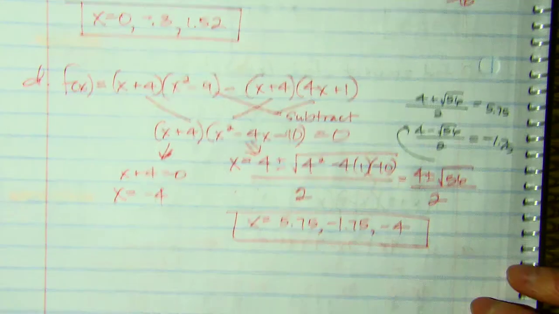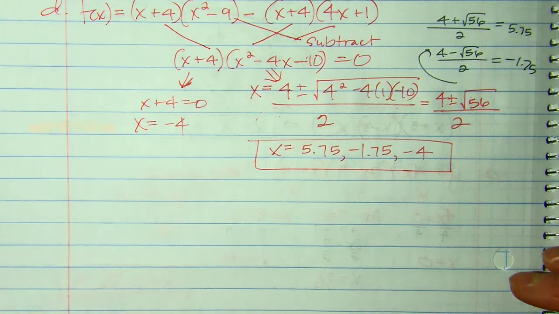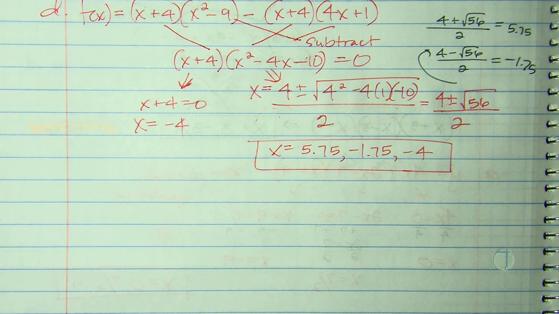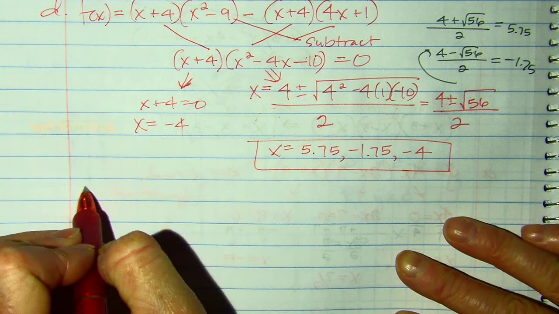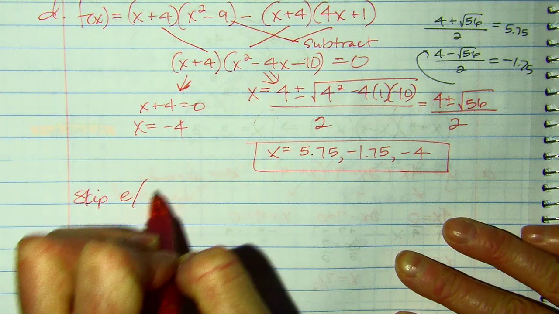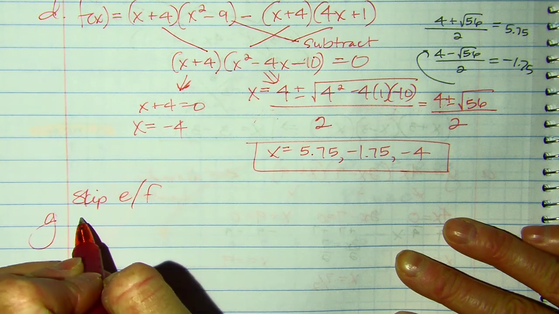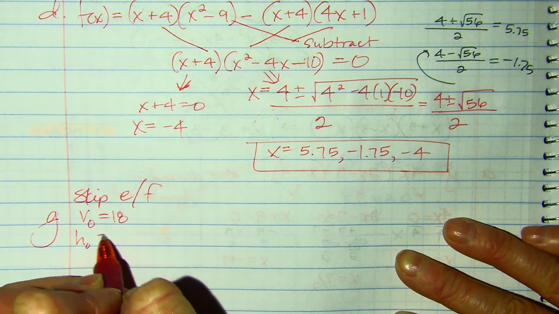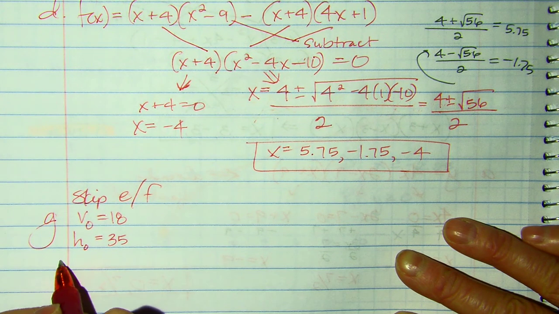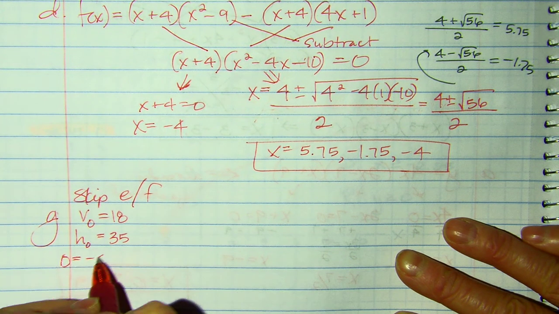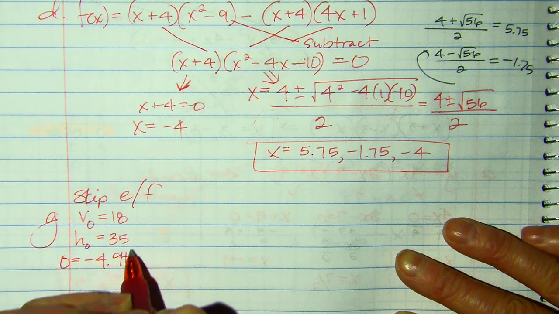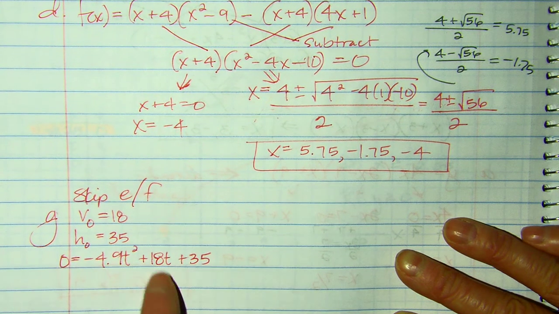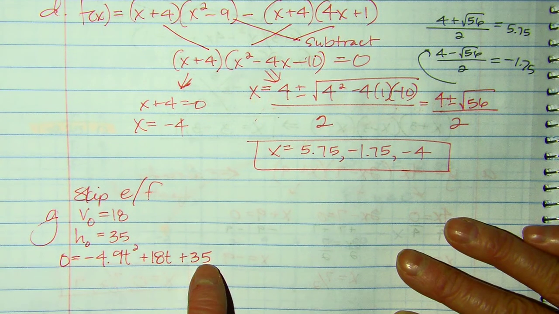All right. We're going to skip E and F, and we're going to move on to G. So in G, they've told us velocity is 18. The original height is 35. So I've got 0 equals, they gave me a formula, negative 4.9 t squared plus 18t plus 35. I plugged the 18 in for v and 35 in for h.